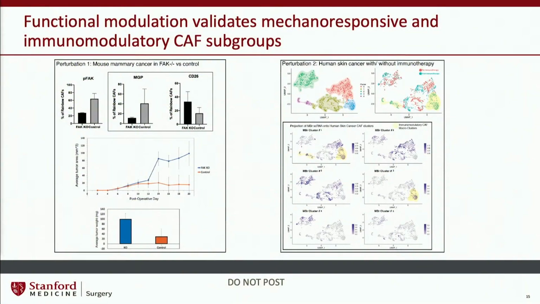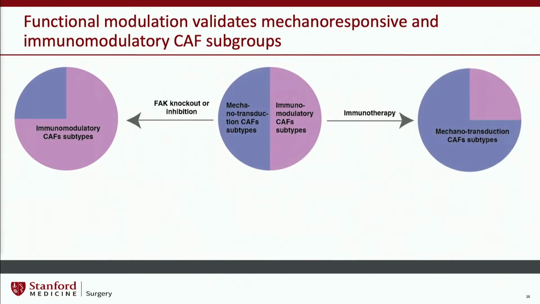The next thing we did was we identified a published data set of immunomodulatory data, and we found that the immunomodulatory CAFs seem to respond primarily when immunotherapy is applied to a tumor. This just summarizes those data.